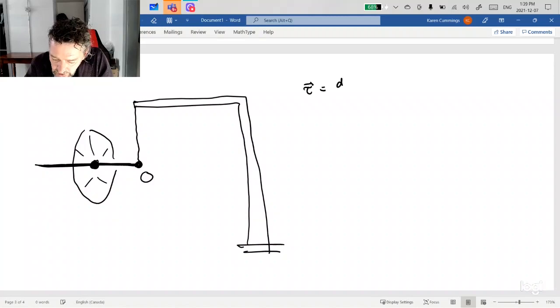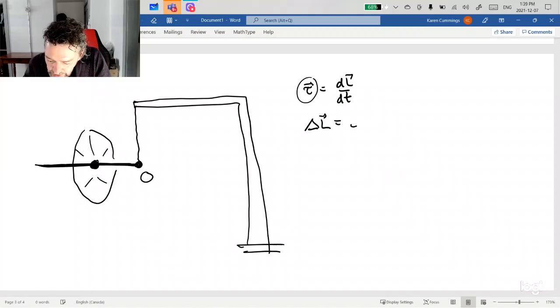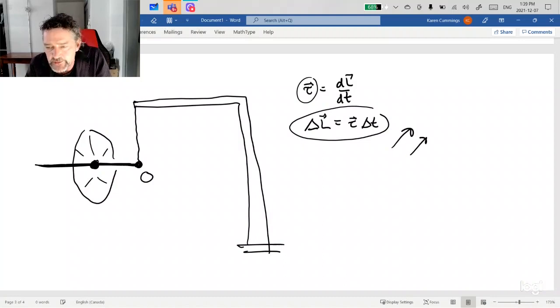The basic idea here is, just like force is the time derivative of the momentum, torque is the time derivative of the angular momentum. So if you wait a small amount of time, delta t, then under the action of a torque tau, the change in the angular momentum will be the torque vector times the change in time. If the torque vector is that way, then the change in angular momentum is that way. They're in the same direction.